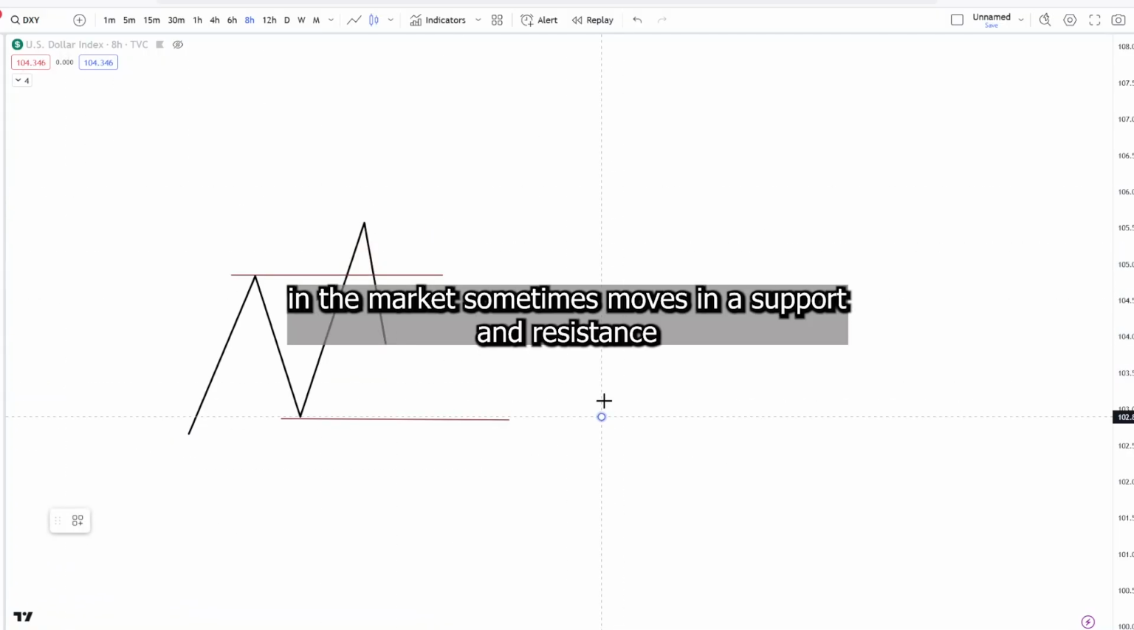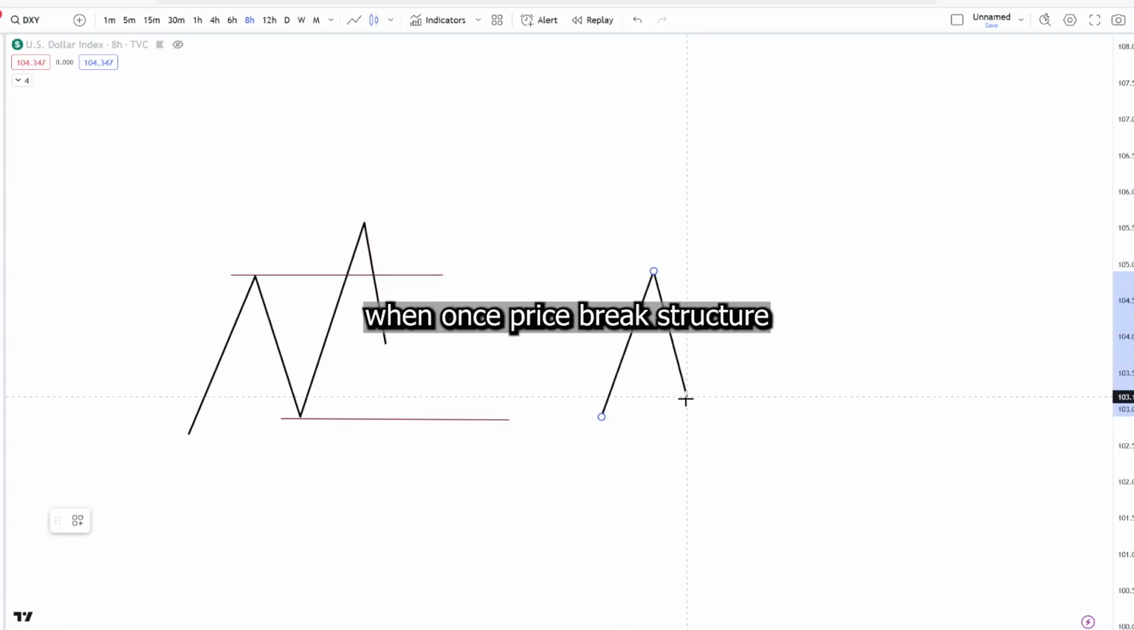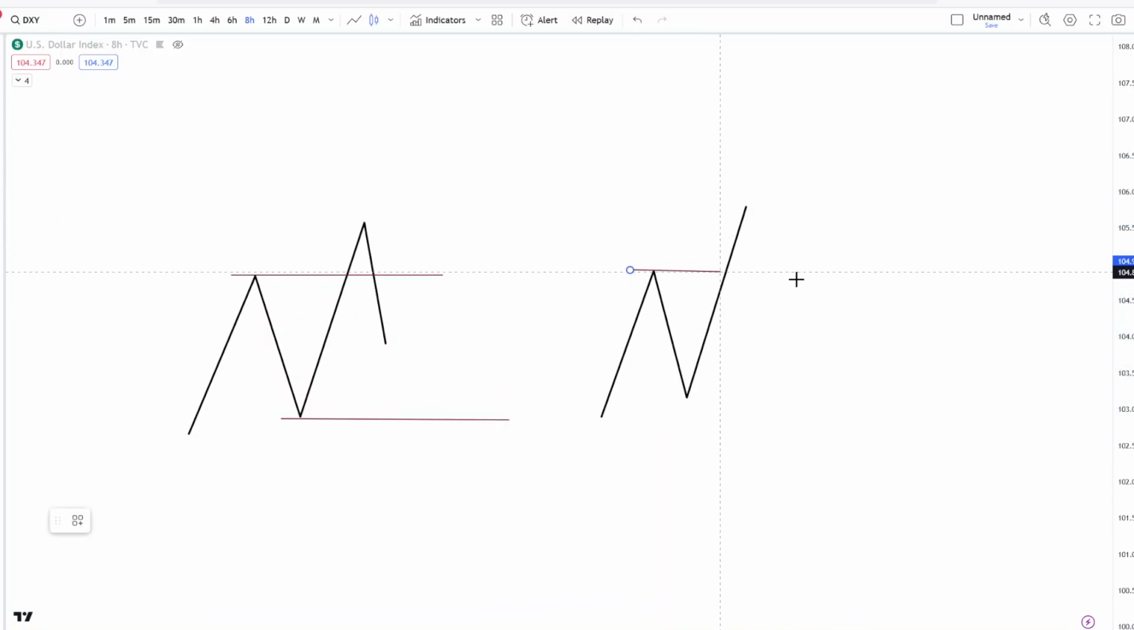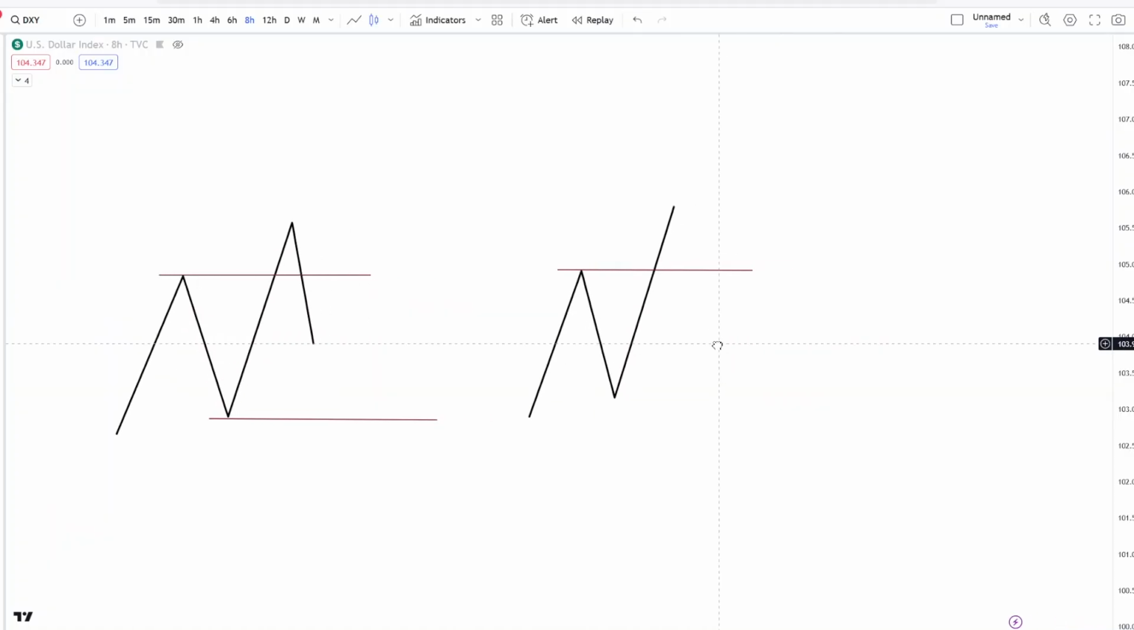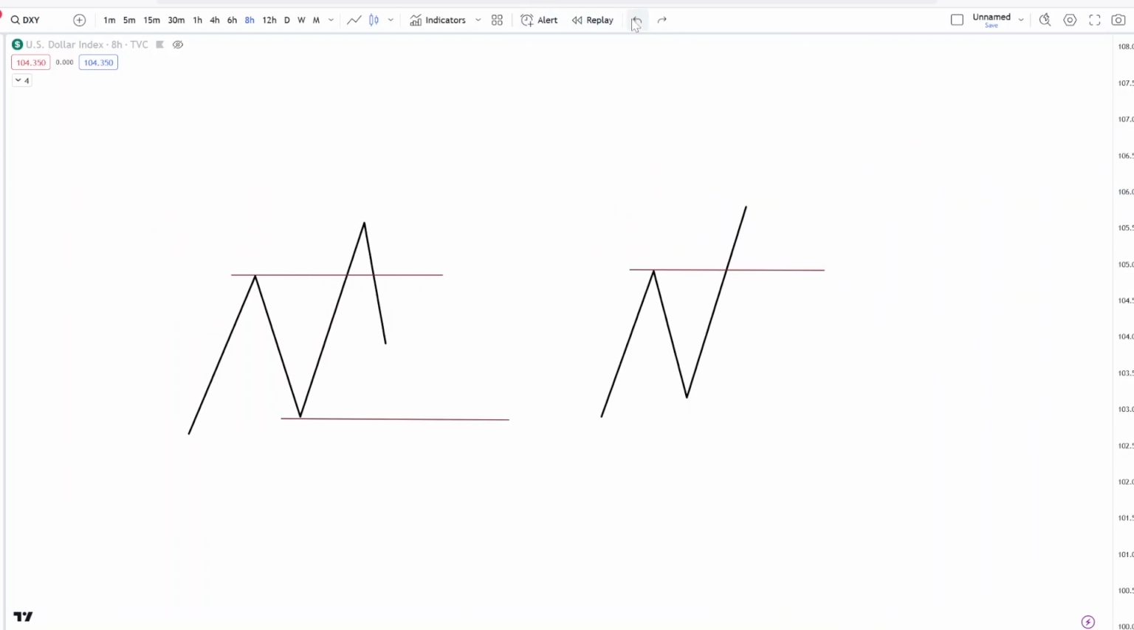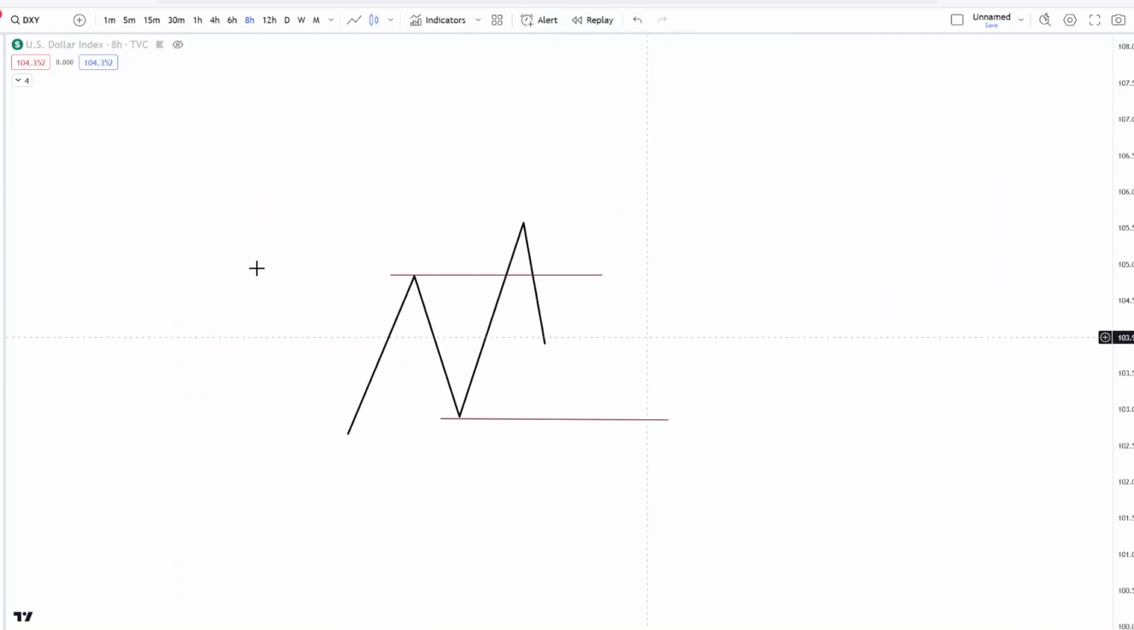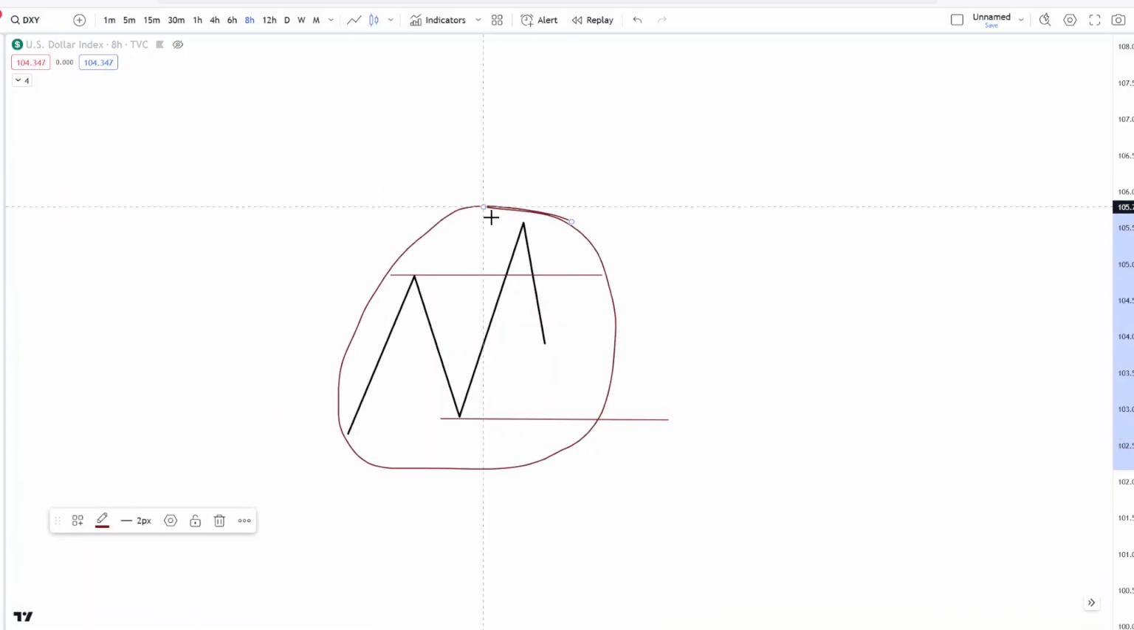And the market sometimes moves in a support and resistance. Once price breaks structure, instead of dropping deep here and looking for a discounted level, price would just react off the top of the range to continue. But the good thing is, when looking at your macro, price mostly moves in this nature. Price moves in a supply and demand structure. So this is something you need to take into account.